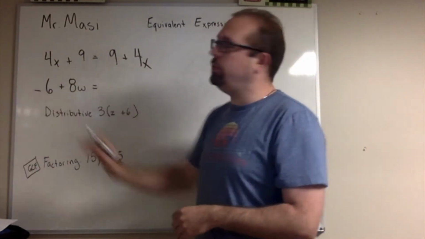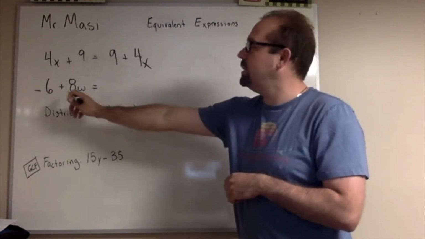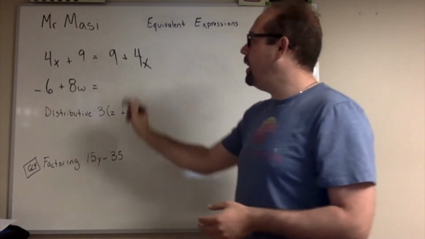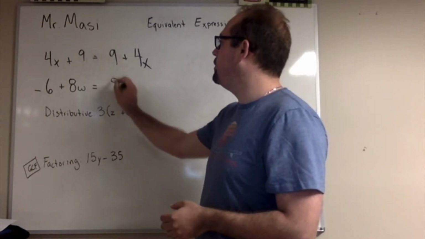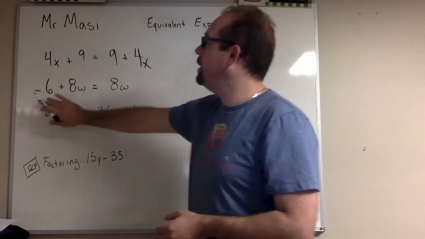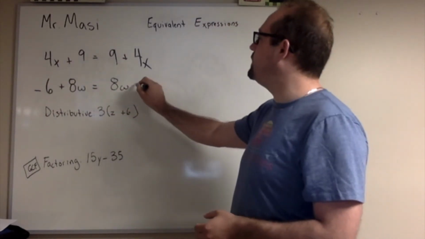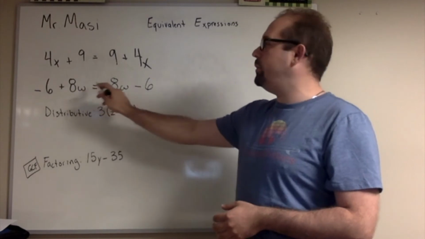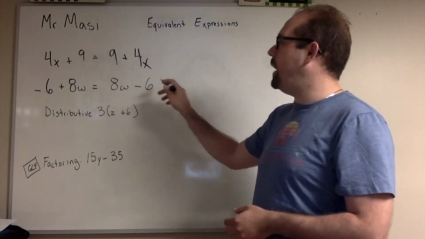Now for this one, you can see I have a negative 6 plus 8w. So if I want to make that equivalent, I would have to do 8w because there's a positive 8w there, and then I bring the negative 6 over. So negative 6 plus 8w is the same as 8w minus 6.